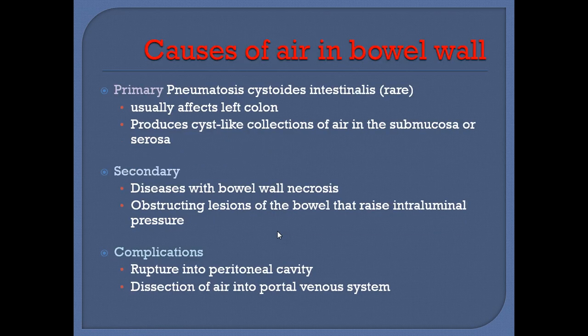What are the causes of air in the bowel? It can be primary, pneumatosis cystoides intestinalis, which is rare and usually affects the left colon, and it produces cyst-like collections of air in the submucosa or serosa. It can be secondary to some diseases with bowel wall necrosis or any obstructing lesions of the bowel that raise the intraluminal pressure. Complications are rupture into the peritoneal cavity and dissection of air into the portal venous system.